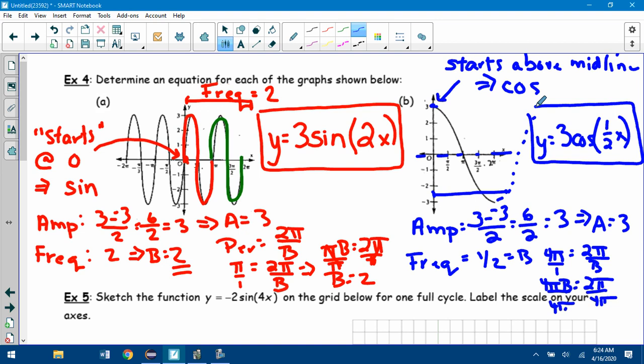Okay, so when you're finding equations, for now at least, you're basically going to be looking for what's the amplitude, what's the frequency, and is it sine or cosine. But watch out for if it reflects too. If this started at -3, we need a negative out front. Same with if this went down first, you need a negative out front.